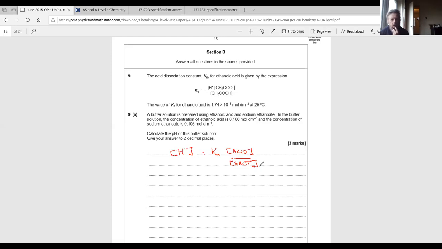So it's just the acid divided by the salt. Those are the values you're given, 0.186 over 0.104. Sometimes they give it in grams and you have to work out the concentration, but not in this one. So the pH is 4.5 for the buffer. And that's it, really.